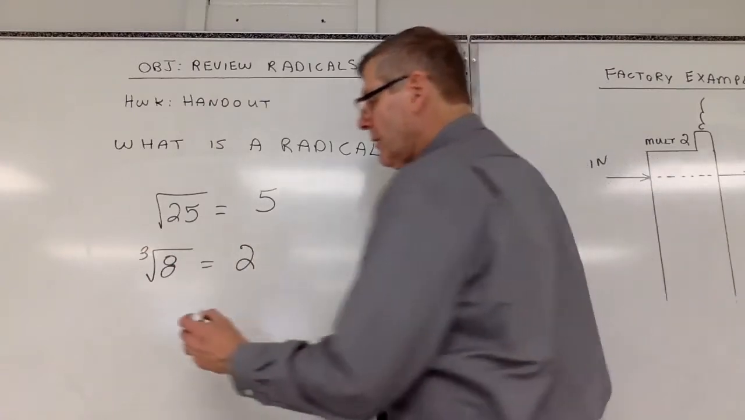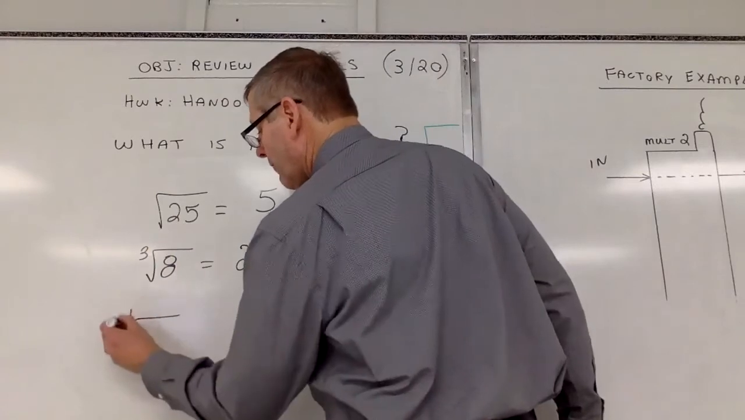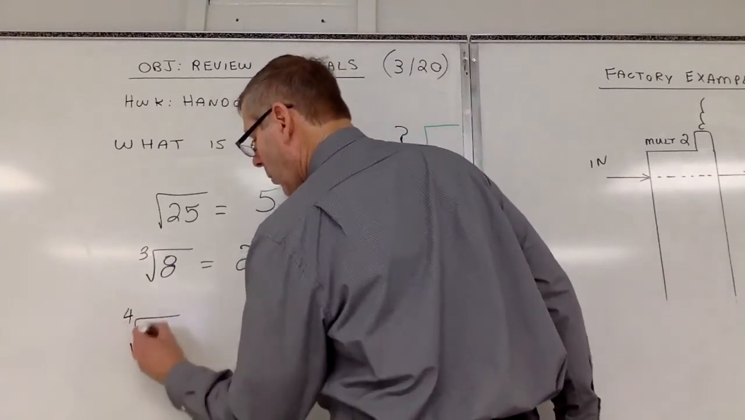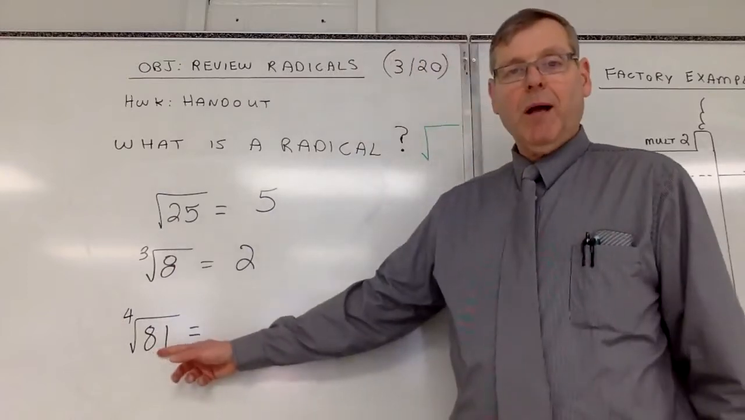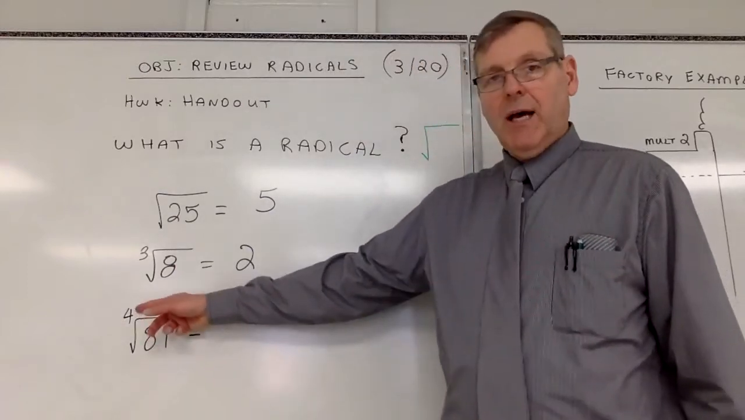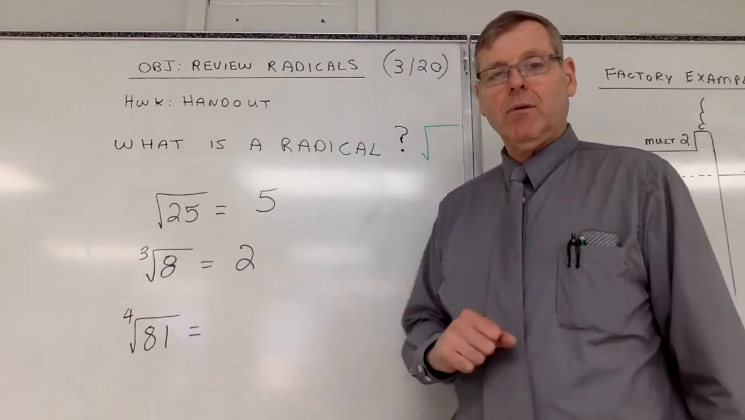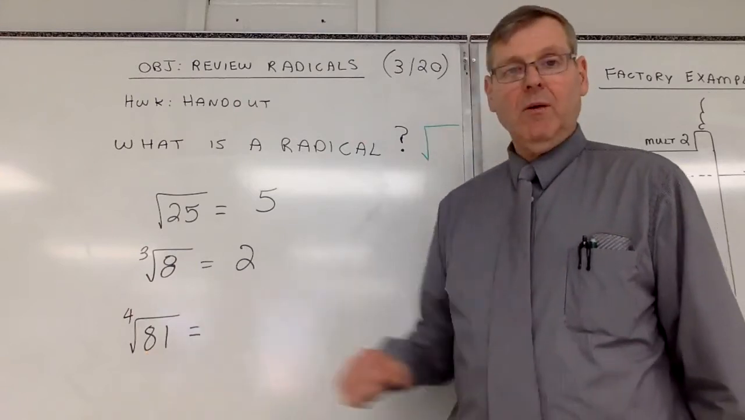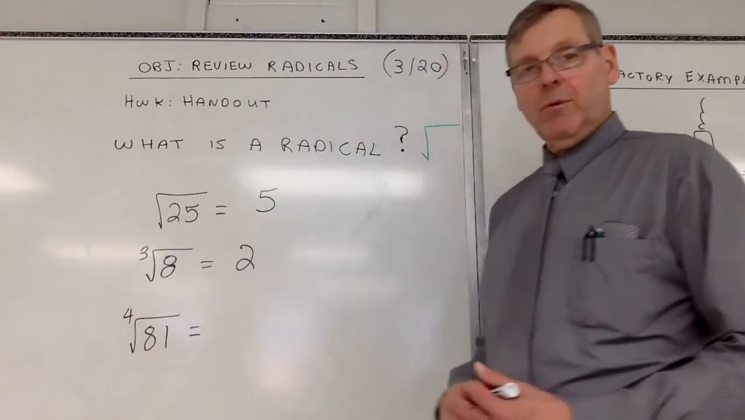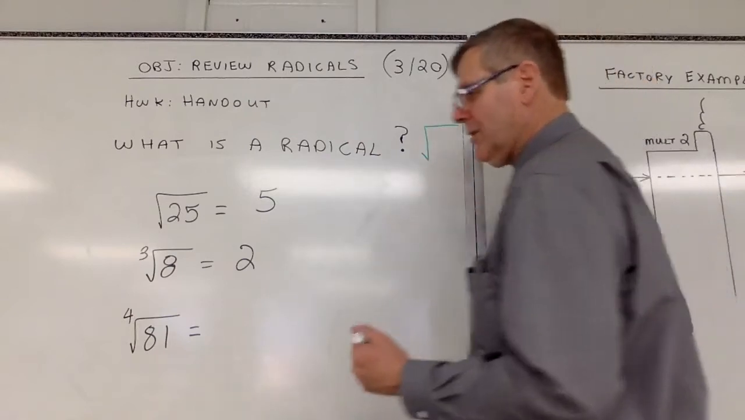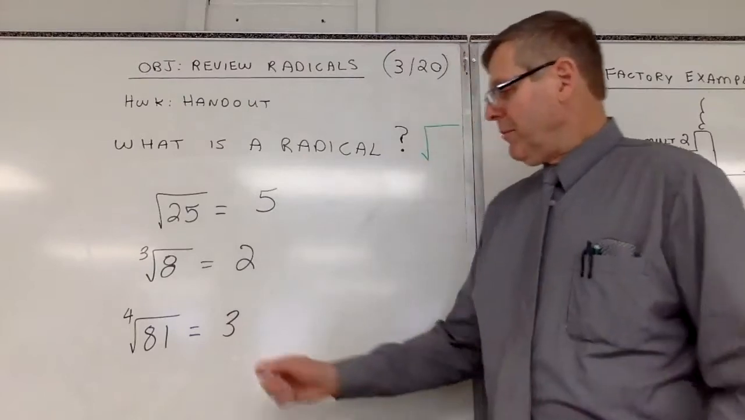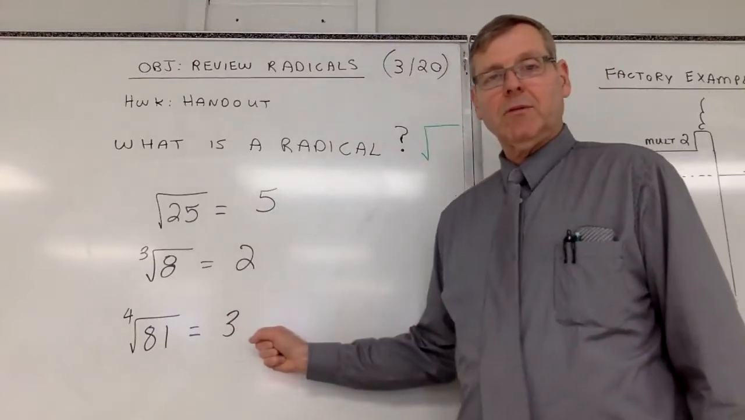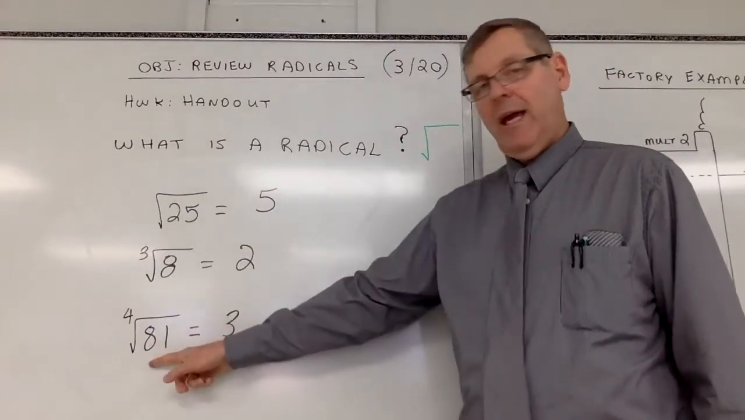I can also take the 4th root. The 4th root, say 81. Now I'm looking for a number that I can multiply by itself 4 times to get back to the number I started with, which is 81. Okay, what would that number be? I heard somebody say it. Good. That number would be 3. Because 3 times 3 is 9, times 3 is 27, times 3 is 81.